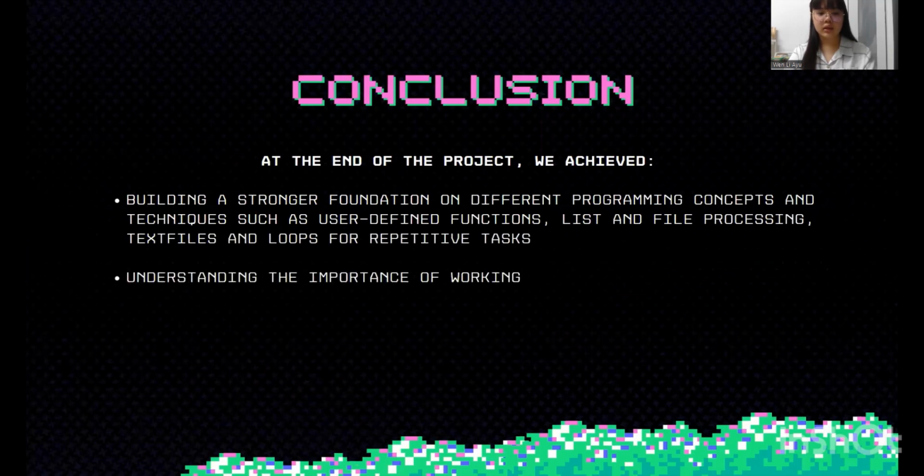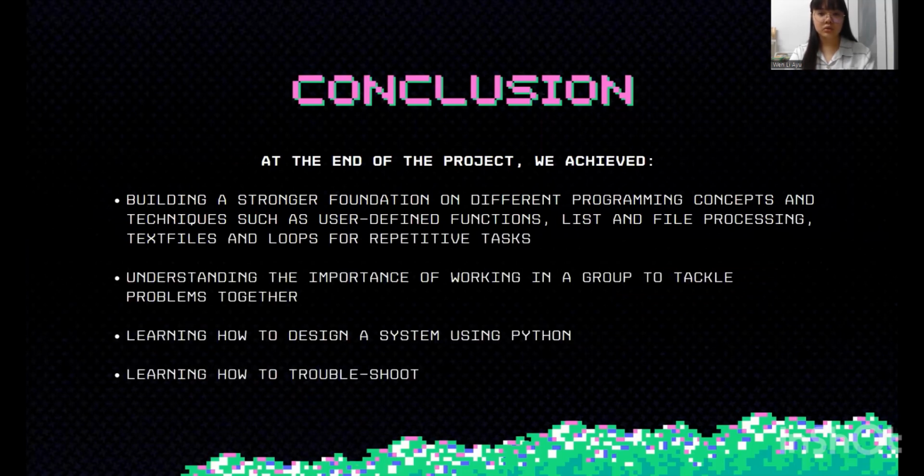In conclusion, at the end of the project, we achieved building a stronger foundation on the different programming concepts and techniques that we learned in class. Through this assignment, we managed to use these concepts in a more real-life based method. We also understood the importance of working in a group to tackle the problems together. We also learned how to design a system using Python. We also learned how to troubleshoot.